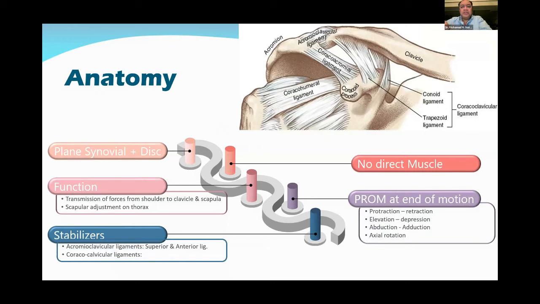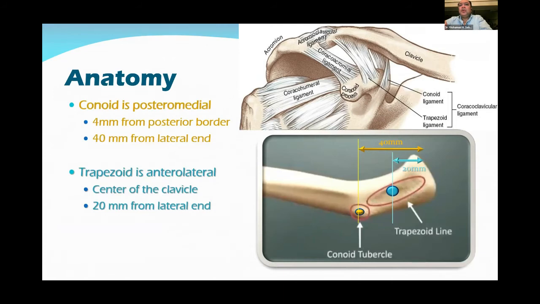And the most important thing, the magic about the AC joint, is its stabilizers. We have the acromioclavicular ligaments. The most important are the superior and anterior ligaments. Maybe the posterior and inferior help in the stabilization to a limited extent. But the most important of all are the coracoclavicular ligaments, namely conoid and trapezoid. The conoid is a posteromedial ligament. The center of the ligament is about 40 millimeter from the lateral end of the clavicle and in a position more posterior, as you see here. While the trapezoid is the anterolateral ligament, almost at the center of the clavicle, not posterior as the conoid, and it is about 20 millimeter from the lateral end.